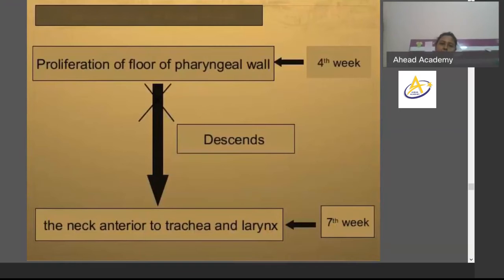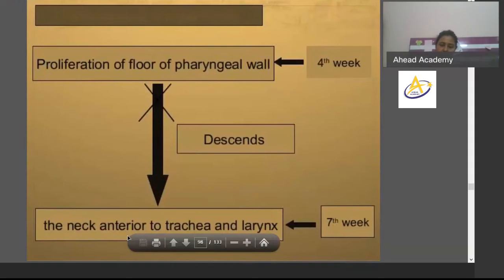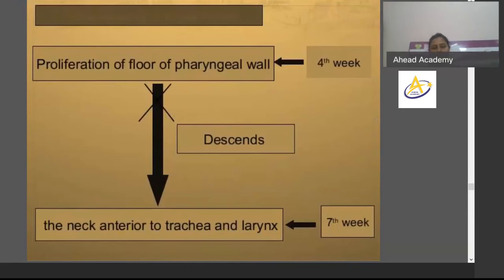So what happens is when proliferation of the pharyngeal wall occurs, the thyroid tissue descends down from the foramen cecum to the normal laryngeal position. But failure to descend in the fourth week leads to lingual thyroid. Because there is a mass at this area, it may lead to dysphagia, dysphonia, and upper airway obstruction. That is it.